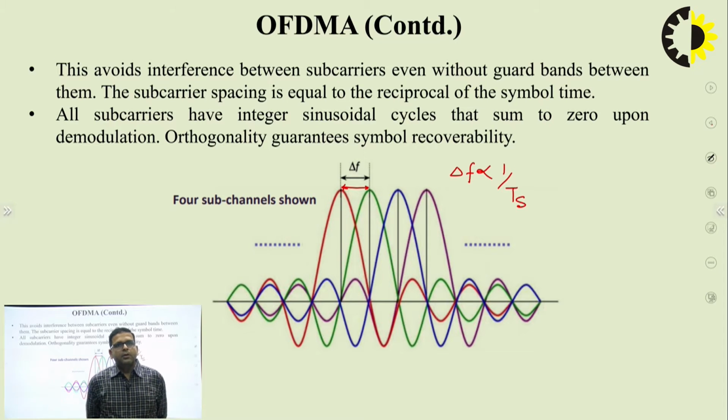Also, all subcarriers have integer sinusoidal cycles, so that when we add them upon demodulation, their sum will be 0. This condition guarantees symbol recoverability. If these two conditions are satisfied, then we can easily recover the symbol.